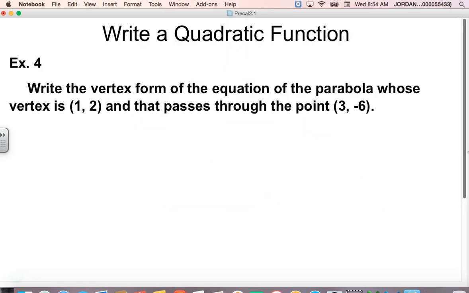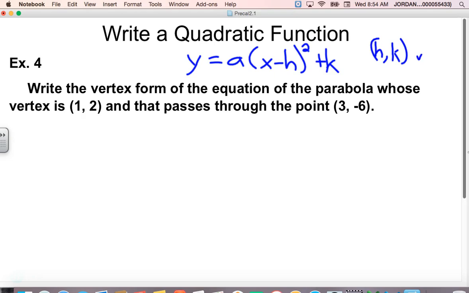Let's do a couple more examples. So right here we're actually going to write the function. We want to write the vertex form of the equation of the parabola. Its vertex is at 1, 2 and passes through the point 3, negative 6. Okay, so you got to remember how vertex form is structured. So I'm going to write it up here, y equals a times x minus h squared plus k, where h, k is your vertex. Okay, that's your vertex.